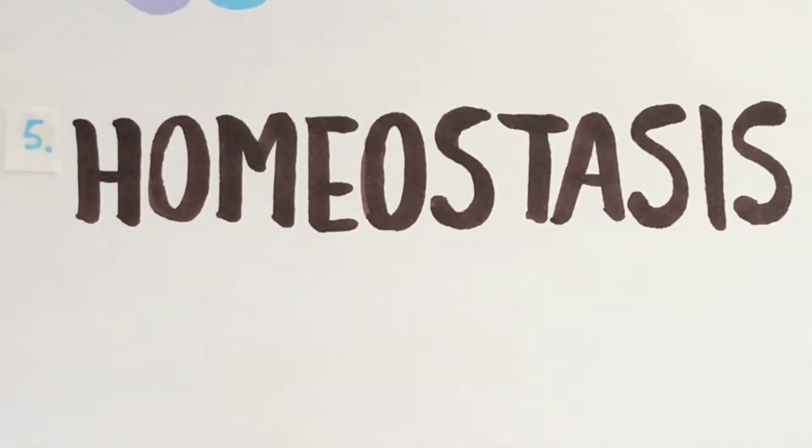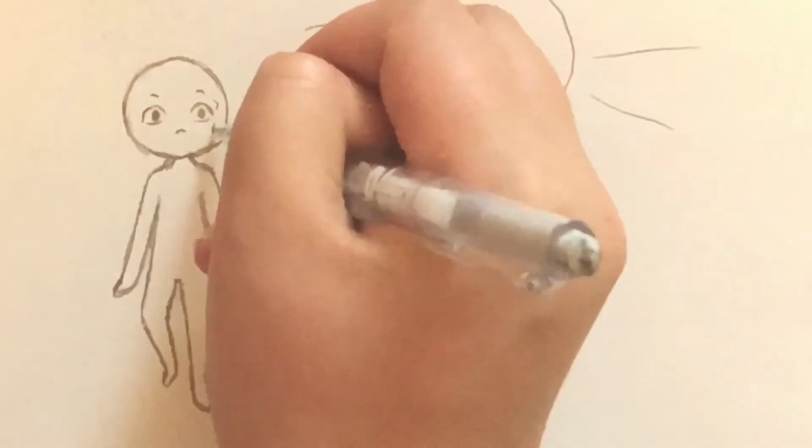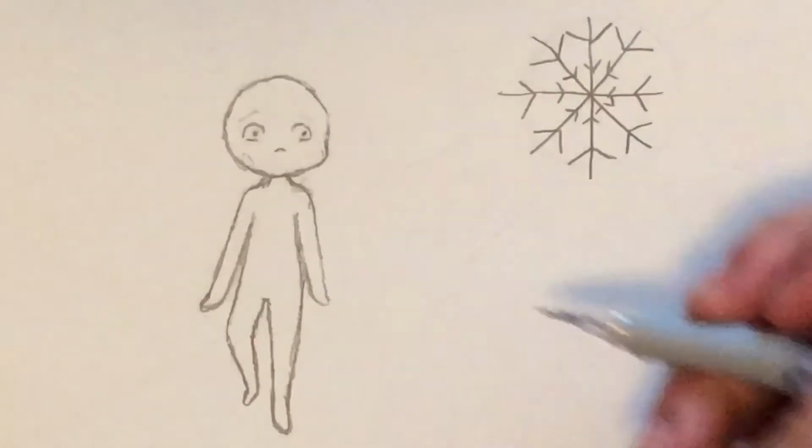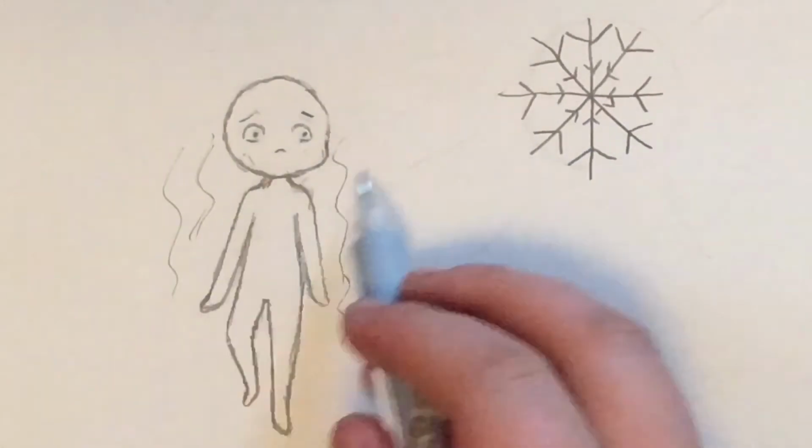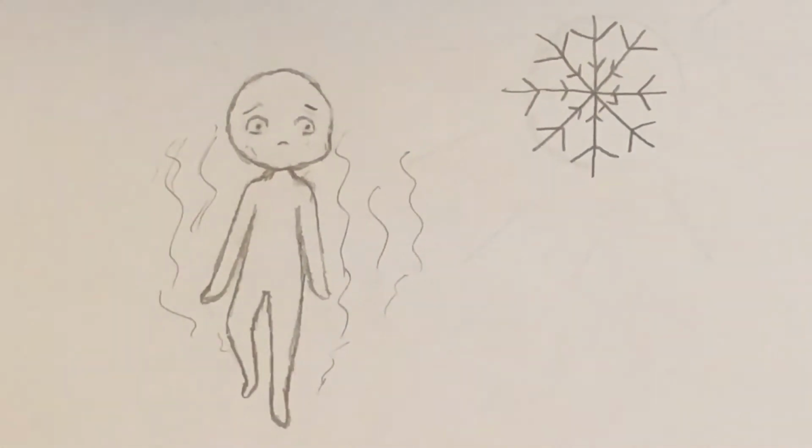The next characteristic needed for life is homeostasis, which is when an organism keeps its inside stable when its outsides experience some sort of change. If we walk outside and it's hot, we sweat, and if it's cold, we shiver. And that is homeostasis at work.